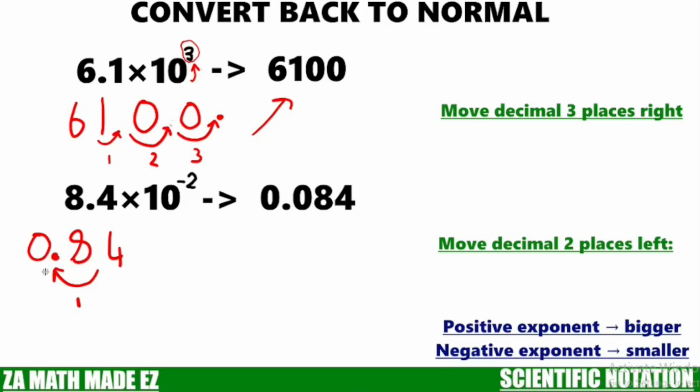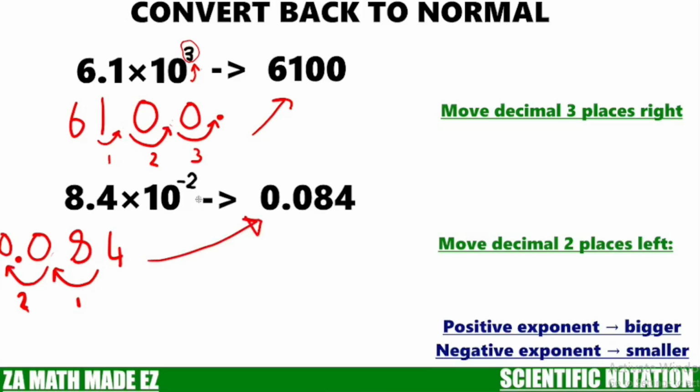Now let's move the decimal point one more time to the left. Over here, let's not forget the imaginary 0, and it's the second time I'm moving it to the left. Let me erase this. So now the number becomes 0.084.